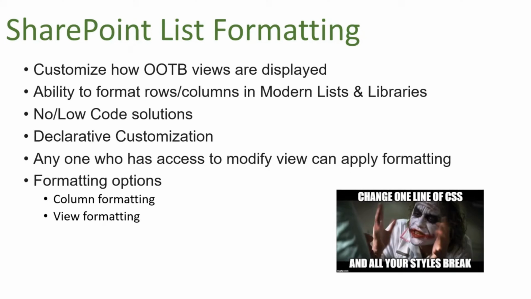So JS Link allows you to write callback events on your column rendering. That code would be called once the column is getting rendered, and you can manipulate the HTML and respond back with the HTML the way you want it. Within that JS Link, you can refer to the fields so that the values being captured dynamically per row can be displayed accordingly, right? So this is on top of it, and it allows us to customize the out of the box way. This allows us to format the rows and the columns in modern lists and libraries.